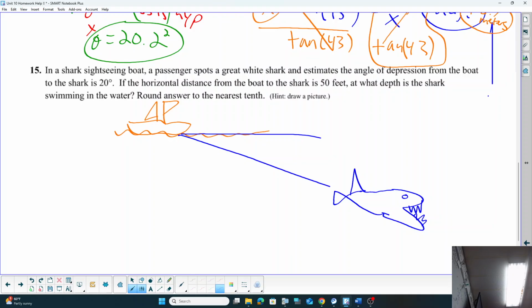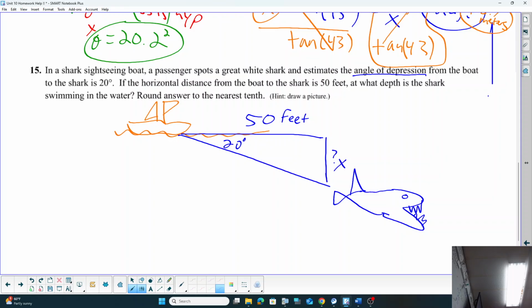Okay, so it's going to be 20 degrees, the angle of depression. So if the horizontal distance from the boat to the shark is 50 feet, at what depth is the shark swimming in the water? And so they want to know this guy right here, what depth is it?